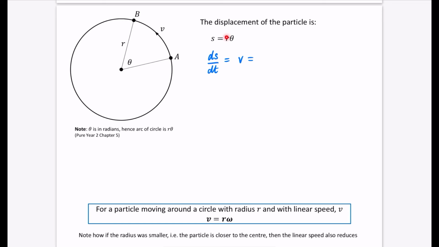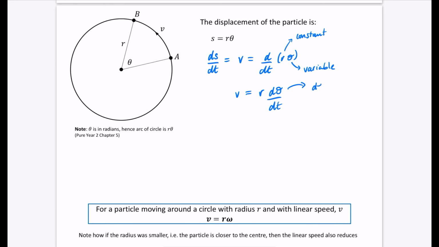And now I'm going to differentiate this r theta. So I need to differentiate with respect to time this r theta that we've got here. Now, r is just a constant, so it's actually just going to stay outside the front. But theta, in this case, is going to vary depending on how far around the circle it has travelled. So this is going to be a variable. And when I differentiate theta with respect to t, I just get d theta by dt, d theta/dt.